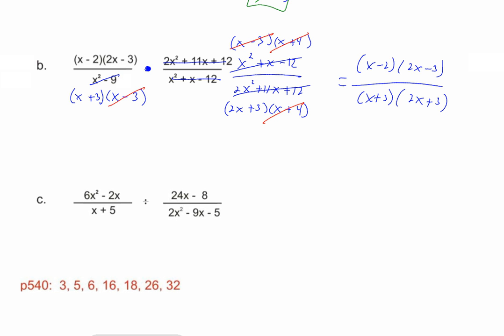Caitlin? I got an extra x plus 4 on the top. Okay, so you did factor x squared plus x minus 12, right? Did you get an x minus 3 and x plus 4? Did you reduce that x plus 4 with an x plus 4 from the bottom?